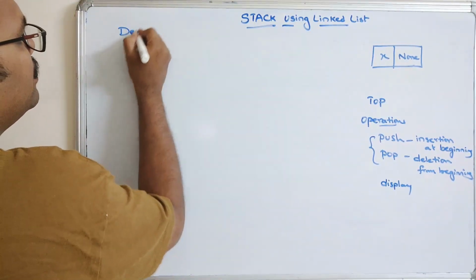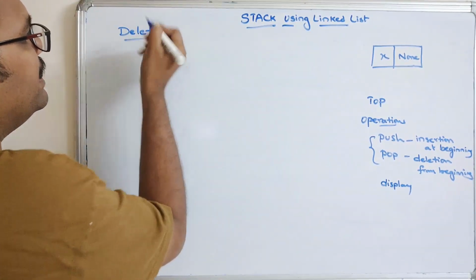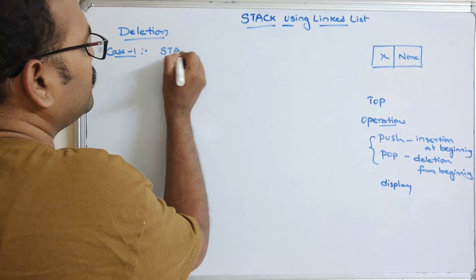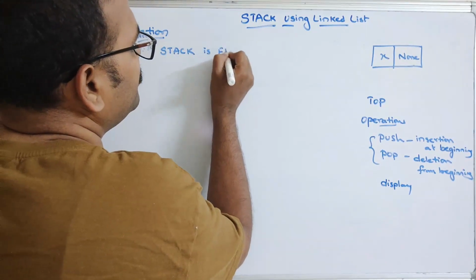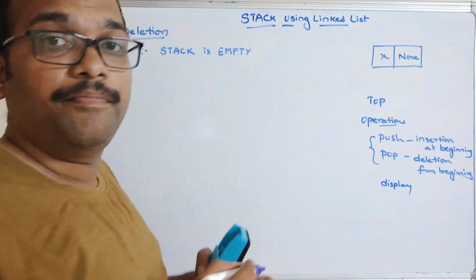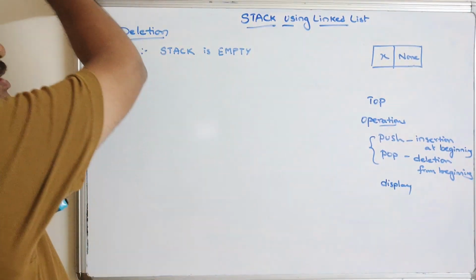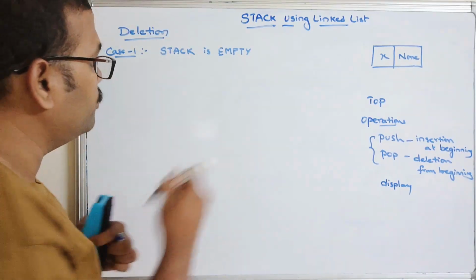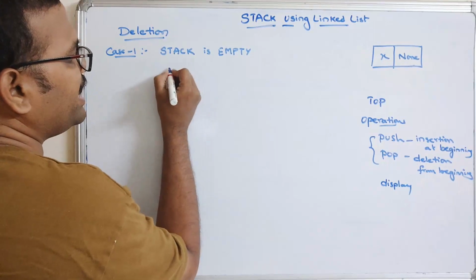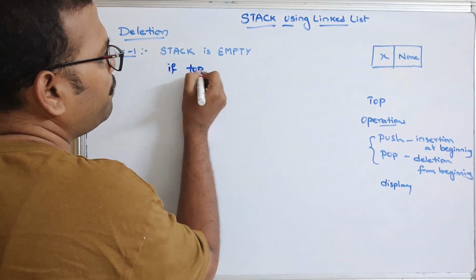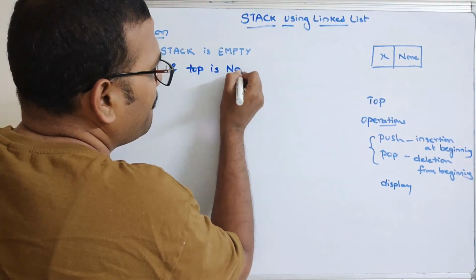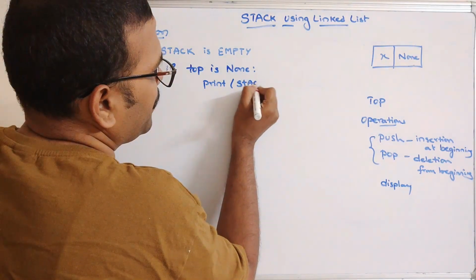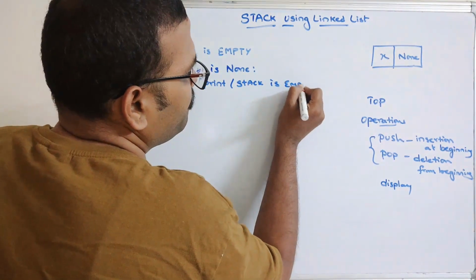So coming to the deletion. Here case 1: the stack is empty. If the stack is empty, what do we have to do? Simply we have to print it. So what's the condition? If top is none, simply you can print "stack is empty". Simple.